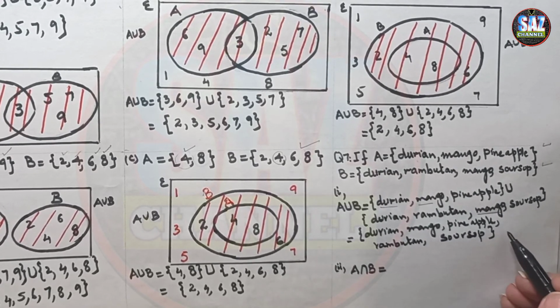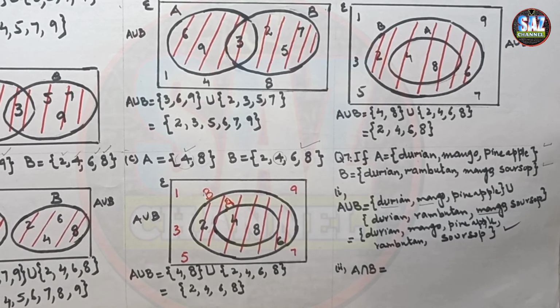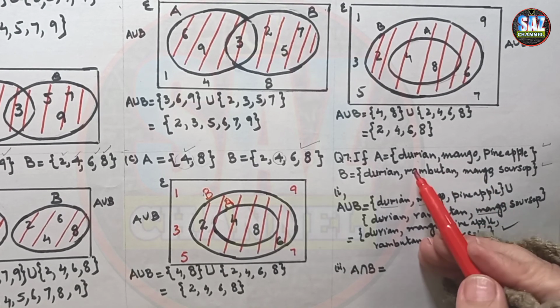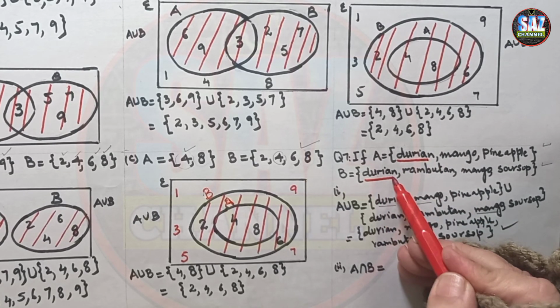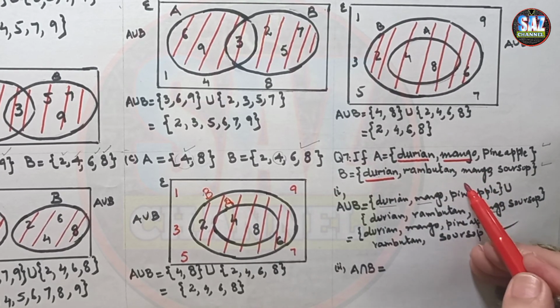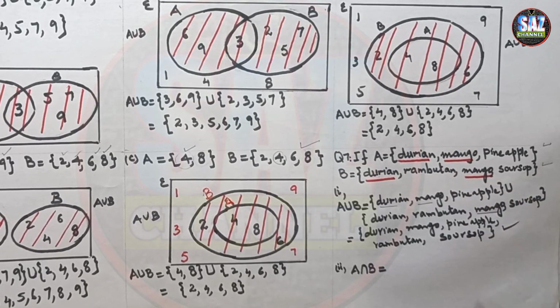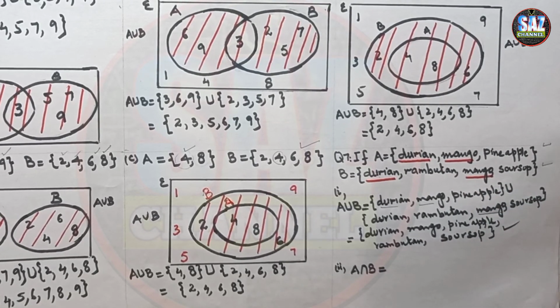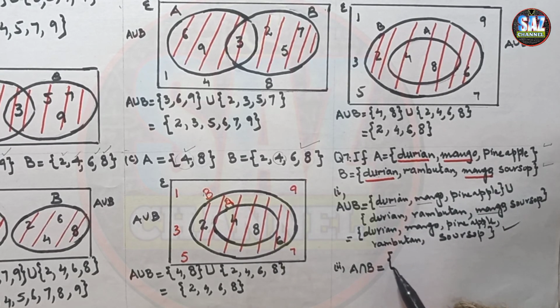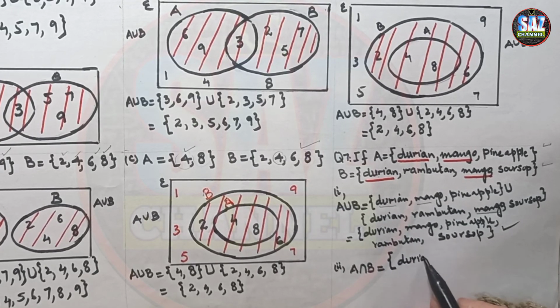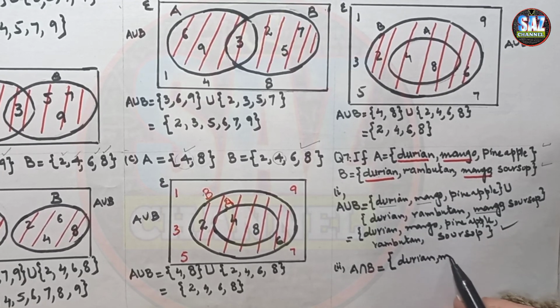Union means that we have to write the collection of all the elements, and the intersection says the common elements only. If we look at both these sets, the common is durian. Durian is coming in both the sets. Mango is coming in both the sets. So the intersection of these two sets will be durian and mango only. So I have to write the intersection as durian and mango.